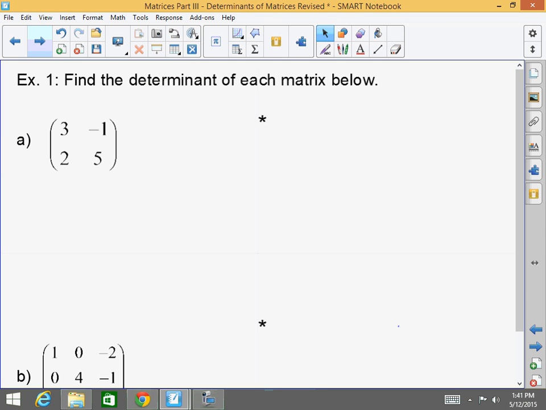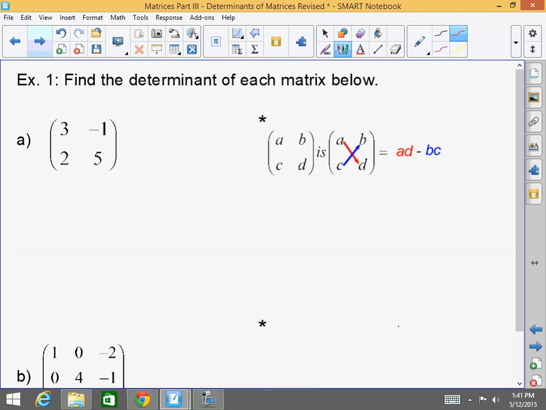So let's do a little practice. Okay, find the determinant of each matrix below. Give you a little hint there. Remember, it's just the product of the first and the fourth term minus the product of the second and the third term.